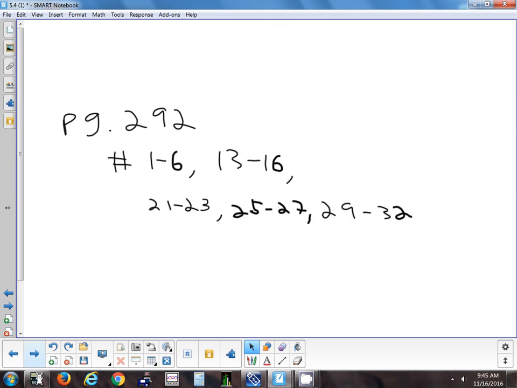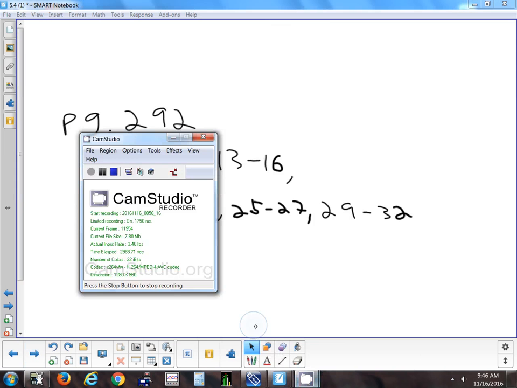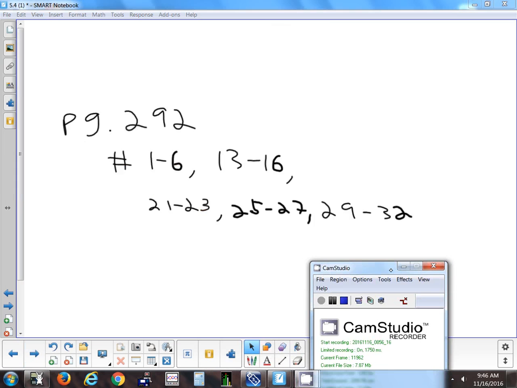Okay, so the homework, it's on page 292. It's 1 through 6, 13 to 16. And then it kind of jumps around a little bit: 21 to 23, 25 to 27, and 29 to 32. Okay, so we'll look at that tomorrow. We'll review for the entire class, and then we'll have our test on 4.4, 5.1, and what we did today on Friday.